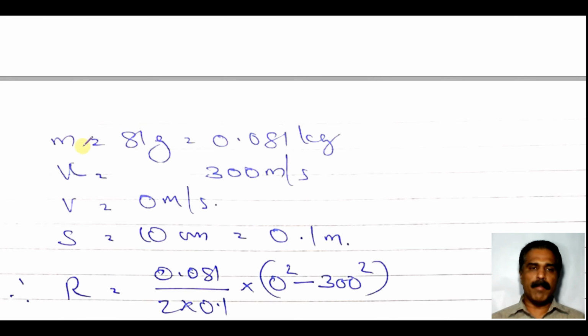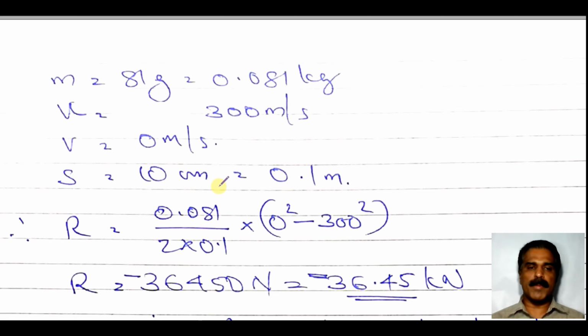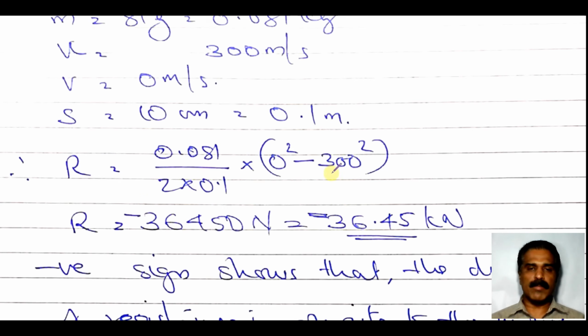Then m is equal to 81 gram for the bullet, and when it is converted into kilogram, it will be 0.081 kilogram, and u is equal to 300 meter per second. Then v is equal to 0 meter per second, and s is equal to 10 centimeter, converted into meters, 0.1 meter. So by substituting the values, we will get R is equal to minus 36450 Newton or minus 36.45 kilonewton.